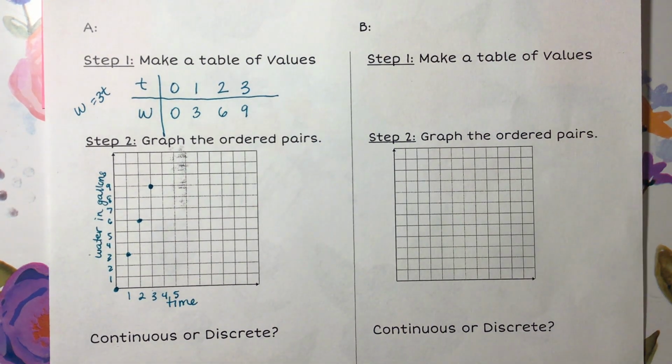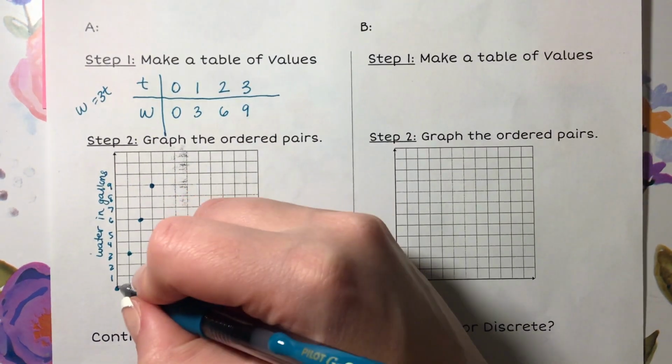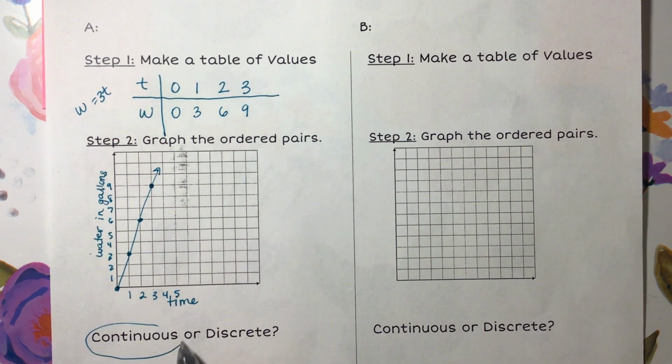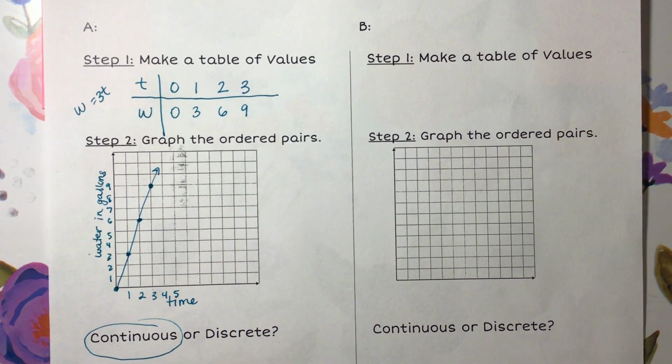Now, as the water is flowing into the swimming pool, is the water going to randomly stop every minute, or does it just continue flowing through time? It continues flowing, so that means this is going to be continuous, and I need to connect the dots. I'm just going to circle continuous. It is continuous.